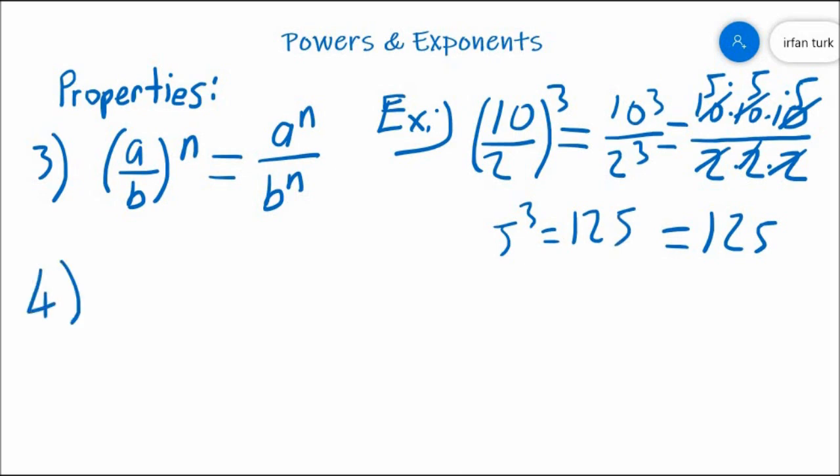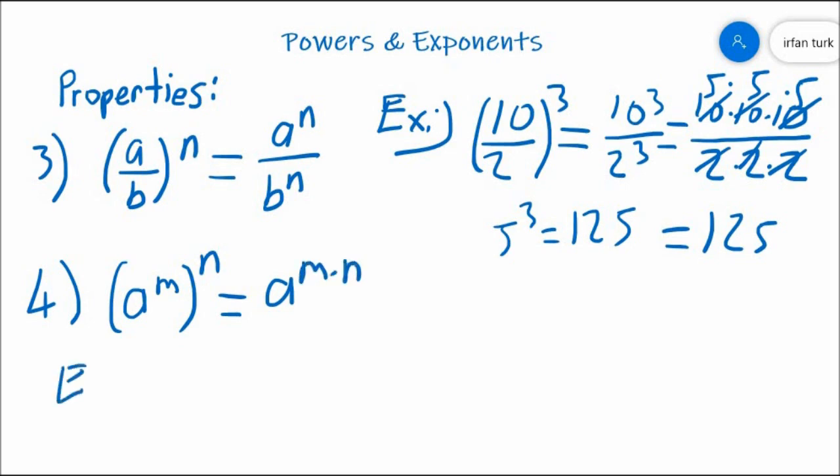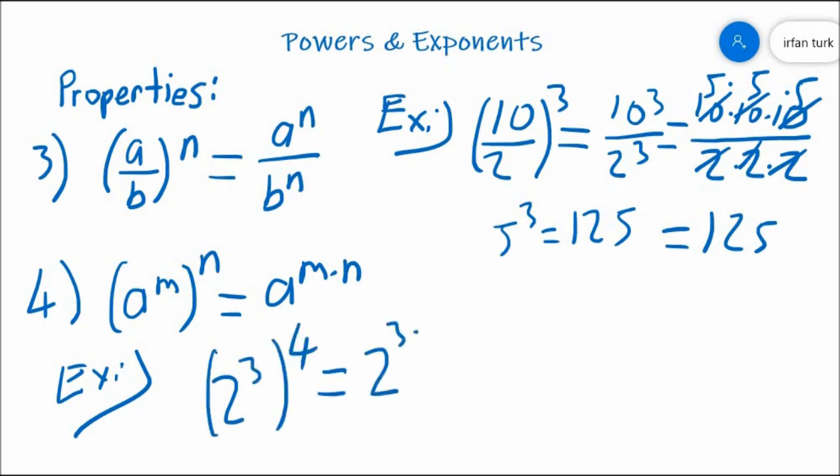Fourth property, if you take the power of the power, like a to the power of m to the power of n, you need to multiply the powers. A to the power of m times n. Let's take a look at an example. 2 to the power of 3 to the power of 4. 2 to the power of 3 times 4, which is 2 to the power of 12.